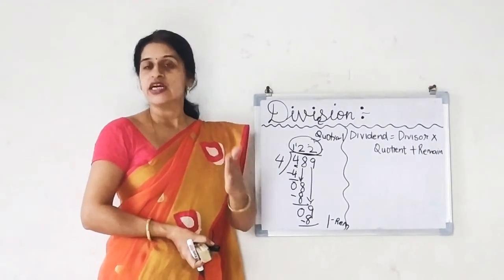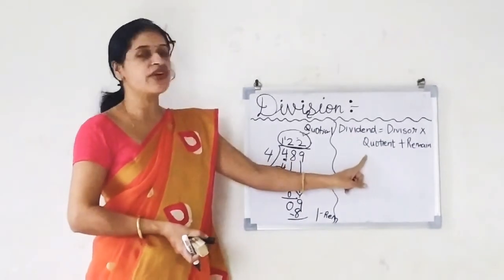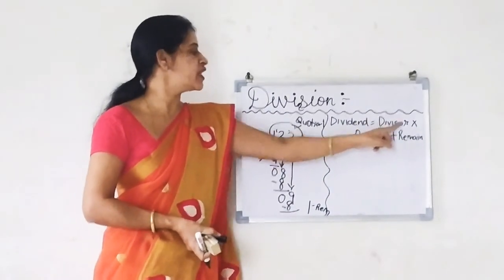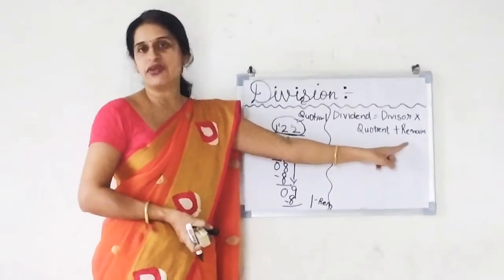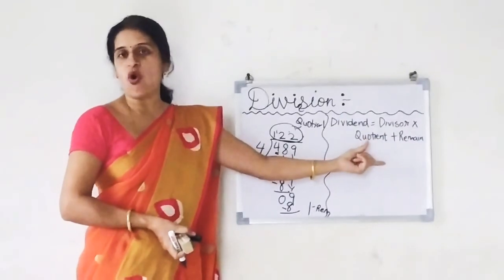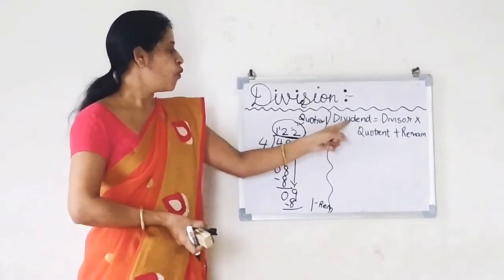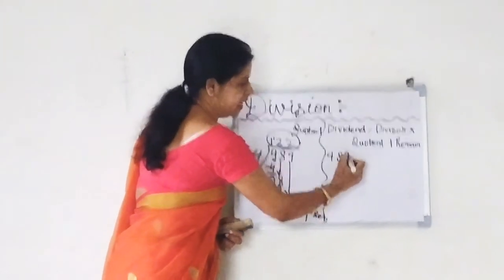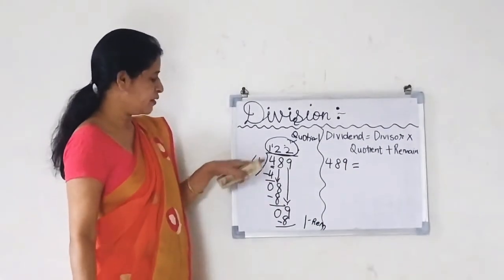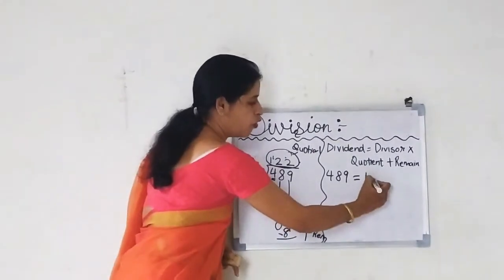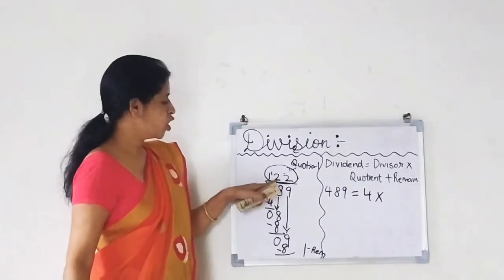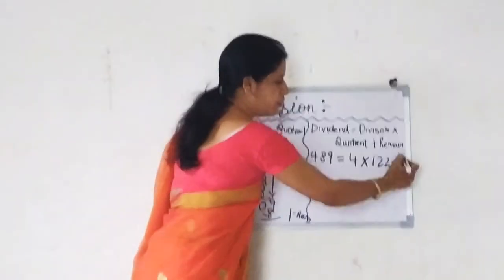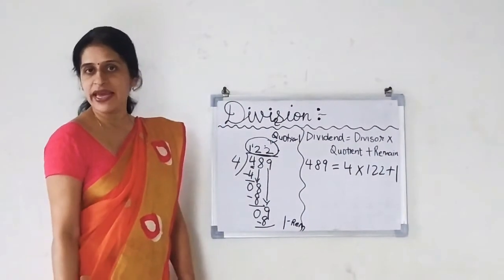We have to check. How do we check? See, I have written a formula. What is the formula? Dividend is equal to divisor into quotient plus remainder. This is the formula that you all have to learn. Is it clear? What is the dividend here? The dividend here is 489. Okay. What is the divisor? The divisor is 4. Now what is the quotient? The quotient we got is 122. And what is the remainder? The remainder is 1.